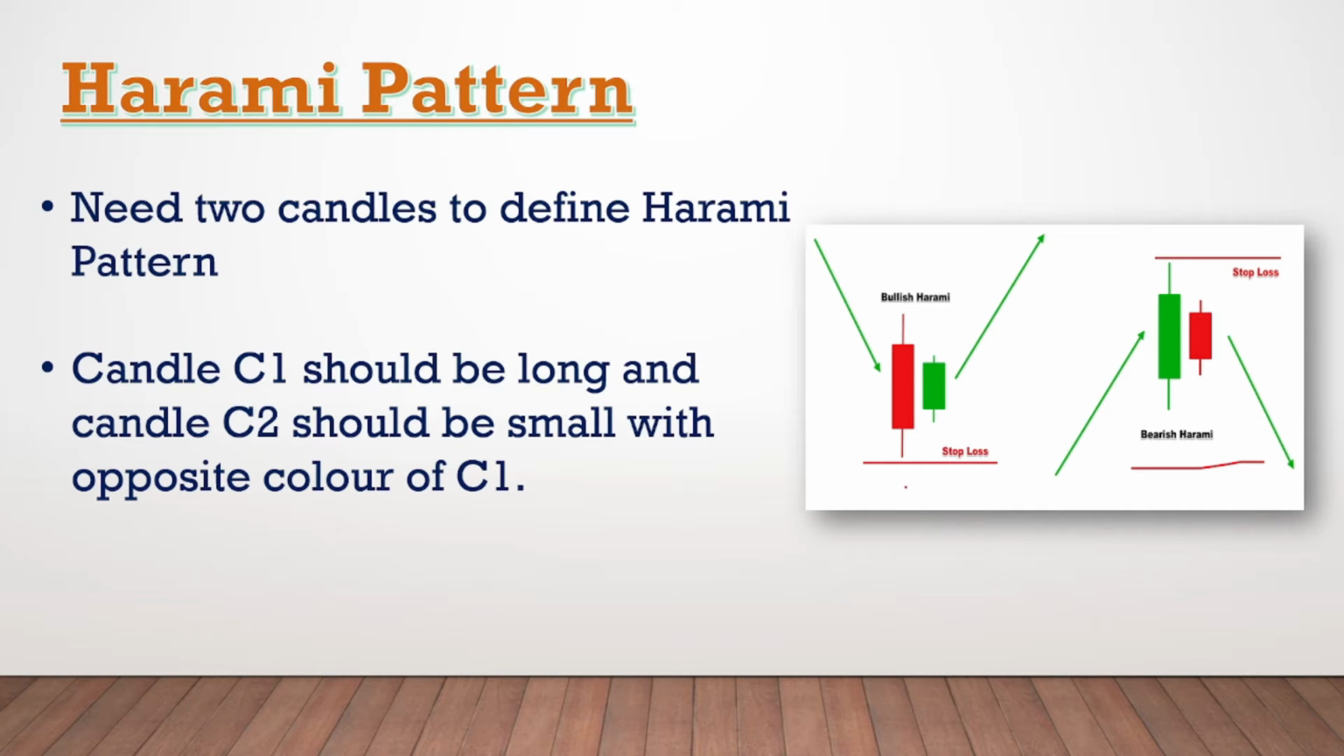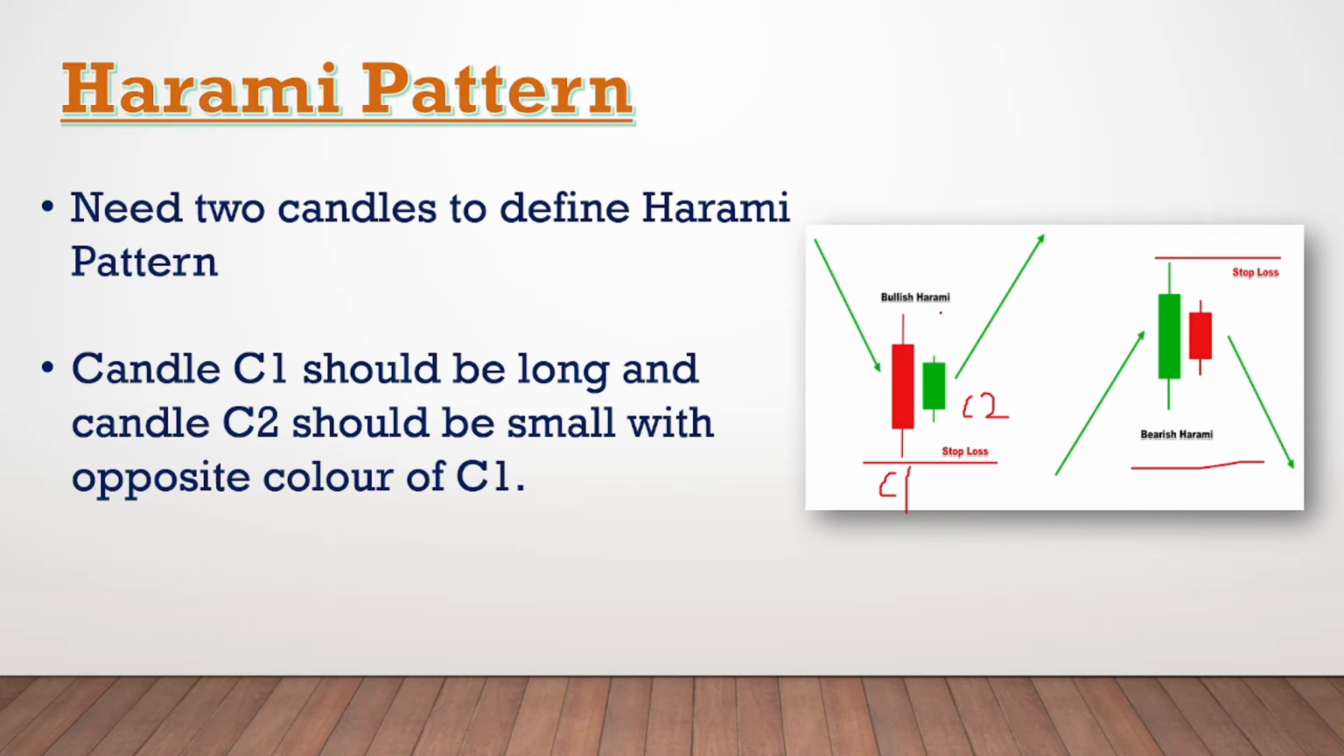Now let us try to understand this point. Candle C1 should be long and candle C2 should be small with the opposite color of C1. So friends, let's elaborate on this one. As we have said, the Harami pattern is a two candlestick pattern. So let's suppose this is candle C1, and this is candle C2.